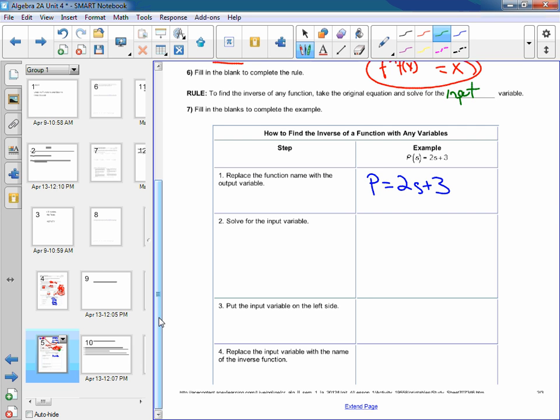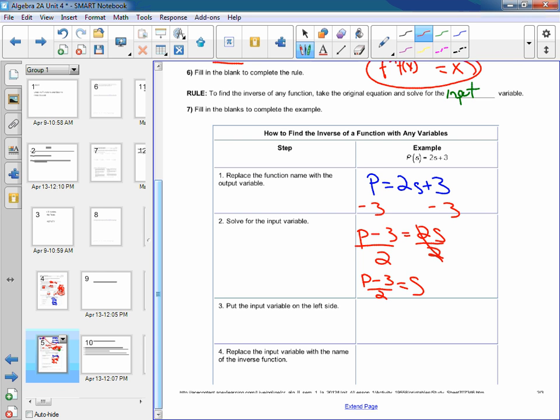So it's basically the same thing. But we're going to solve for the input variable then. The input's the s. So we're going to solve this for s just like we solved for y before. So just subtract 3. So p minus 3 equals 2s. How do you undo multiplying by 2? Divide by 2. So s is equal to p minus 3 over 2.